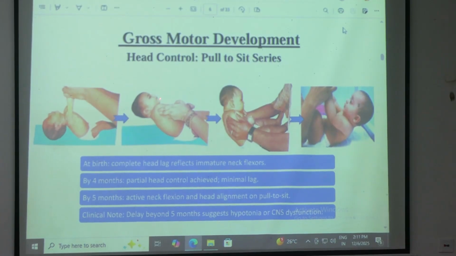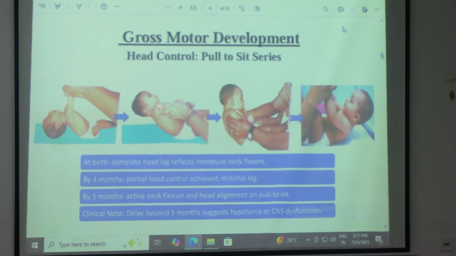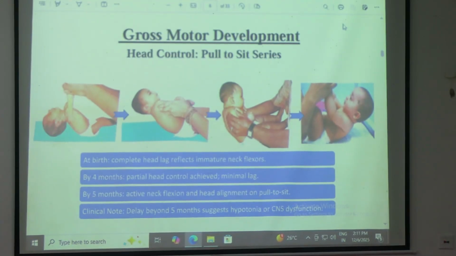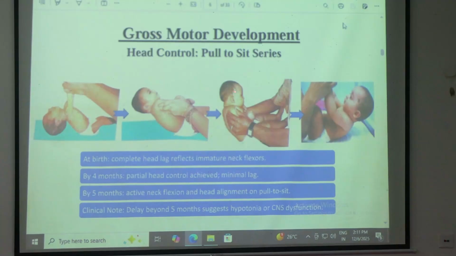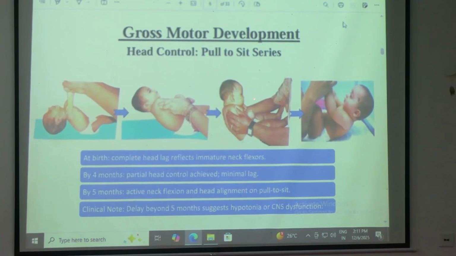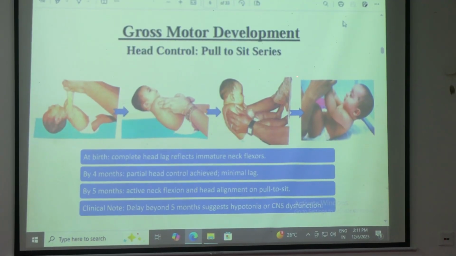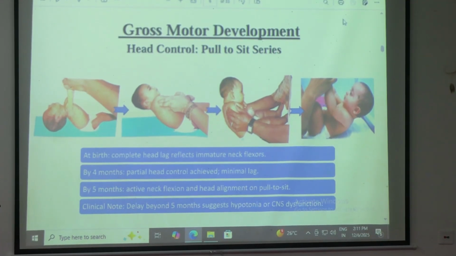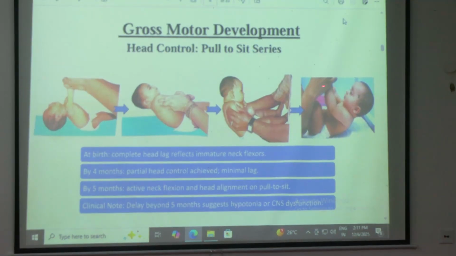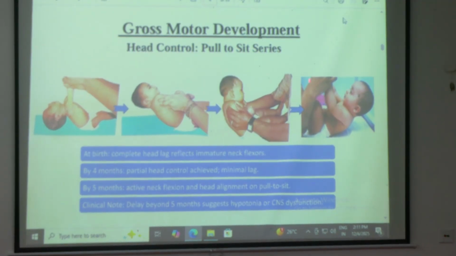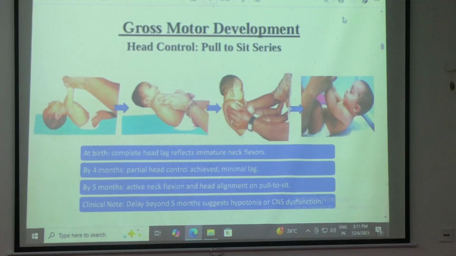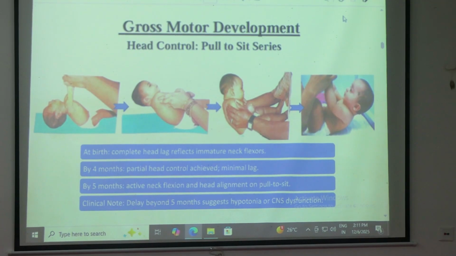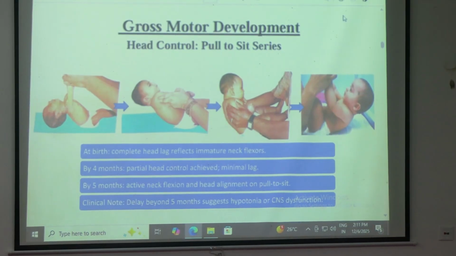At 4 months, there is partial control of the head. He is controlling his head in the straight line. Understand? At 5 months, he can hold his head nicely, even flex. This is the 5-month development. So you should remember this while examining the development of a baby. This is the most important thing. See, at 5 months, he has some ability to see his legs. You will see newborn babies pulling their leg to the mouth. That is the thing at 5 months of age. That is called the head control pull to sit series.